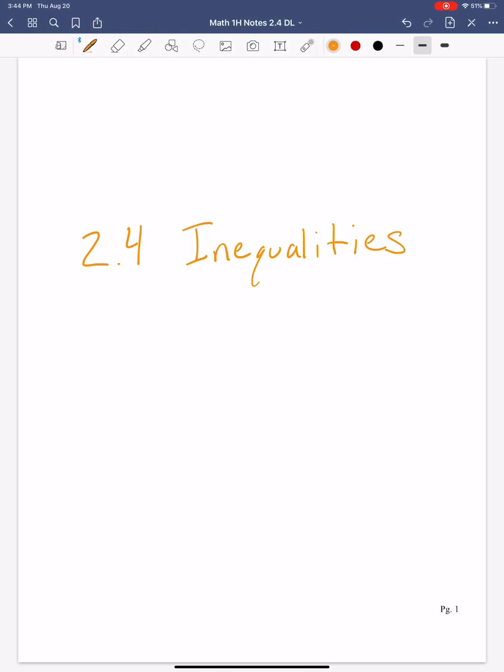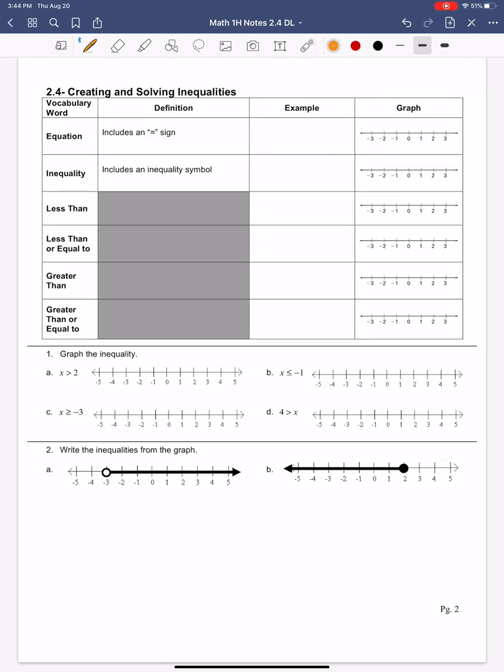All right, we're going to jump into lesson 2.4, which is going to be creating and solving inequalities. And we'll start with a couple of vocab words here. The first one is equation, and this just is a statement that includes an equal sign. And that part is important because it has the equal sign there, and you've seen plenty of these before. So something like x equals 2 would count as an equation because it has the equal sign there. And if I wanted to graph that, it would just be one single dot here on the number 2.